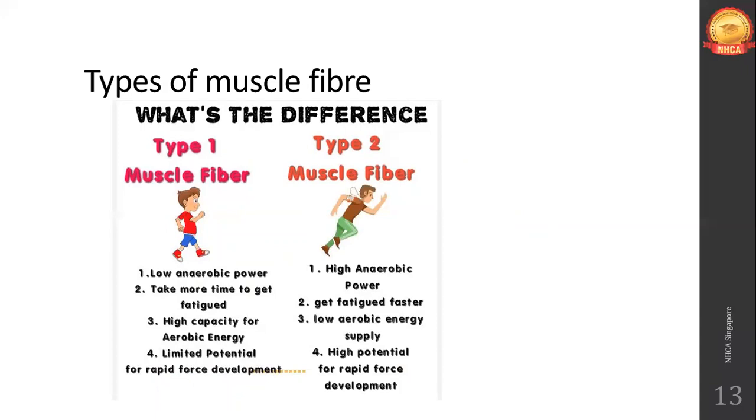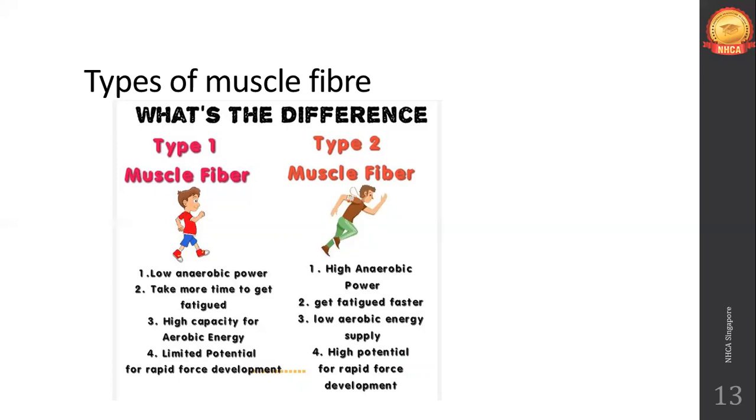Now, coming to the types of muscle fibers. Type 1 muscle fiber has a low anaerobic power. It cannot function much in the absence of oxygen. It cannot undergo anaerobic glycolysis very often. It takes more time to get fatigued. It has high capacity for aerobic energy, but limited potential for rapid force development. For example, when you walk, your thigh muscles, your leg muscles, these are the kind of muscle fibers which have a low anaerobic power.